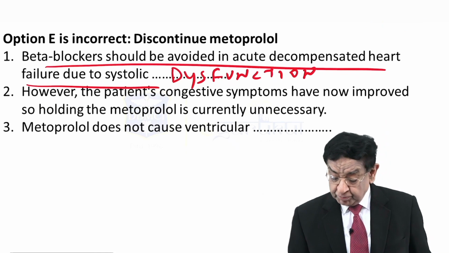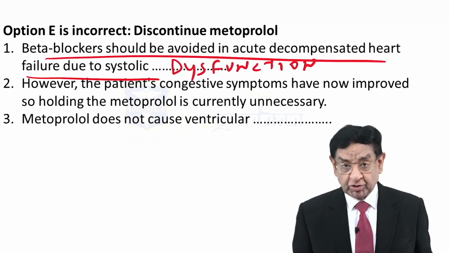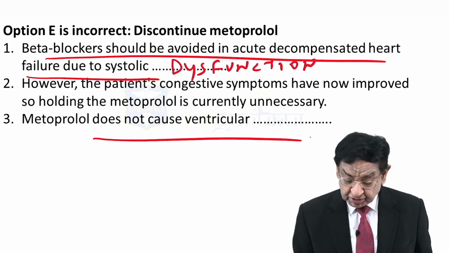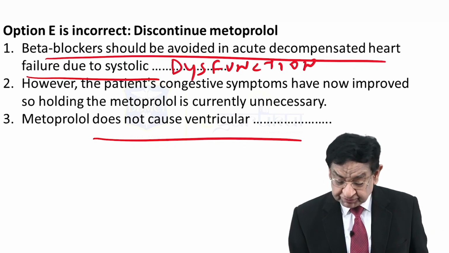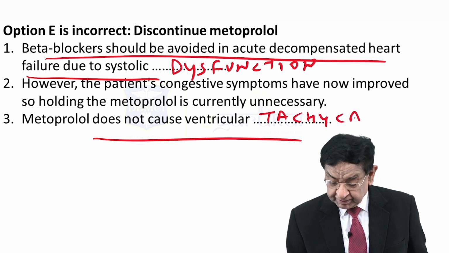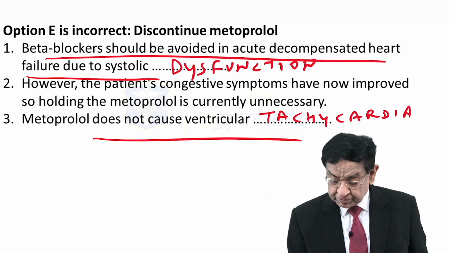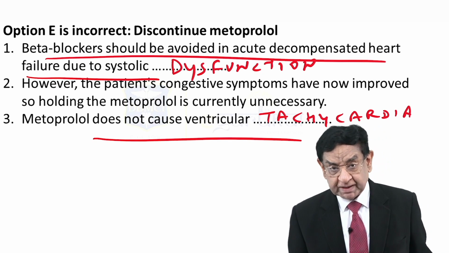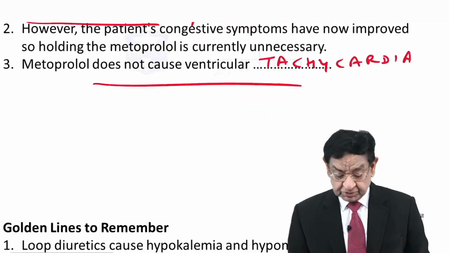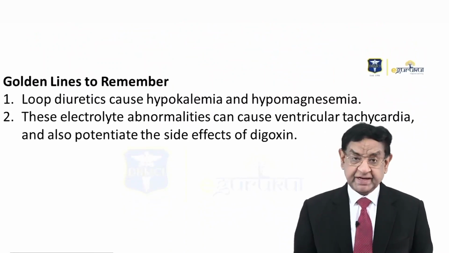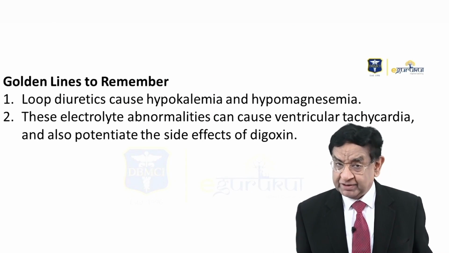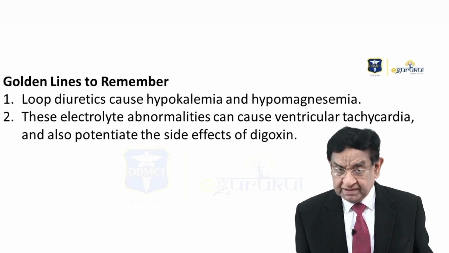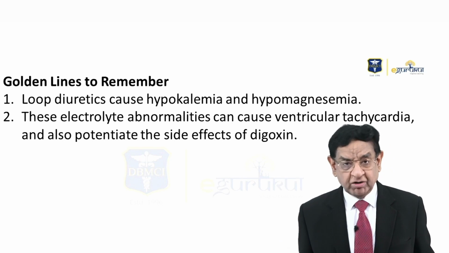Okay. Moreover, the patient's congestive problem has already been improved. Moreover, metoprolol does not cause ventricular tachycardia, so there is no advantage of stopping metoprolol at the moment. By the rule-out technique also, we can say very comfortably we are confirmed. We are clear why we should go for electrolyte checking, serum digoxin checking, and do the needful accordingly.